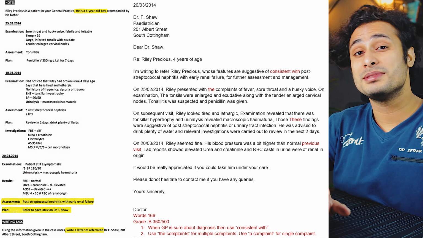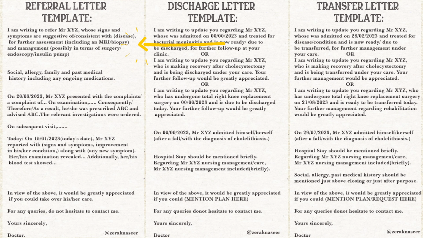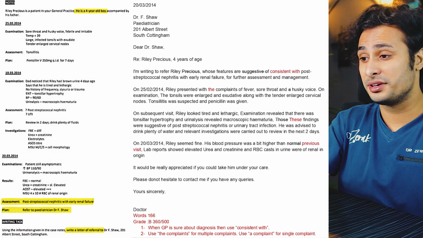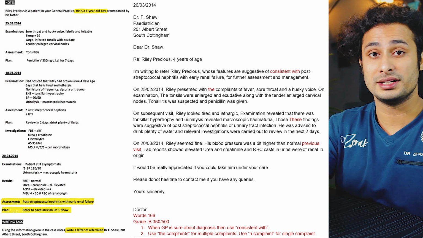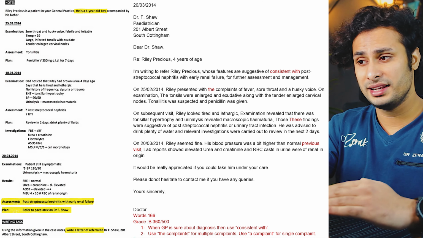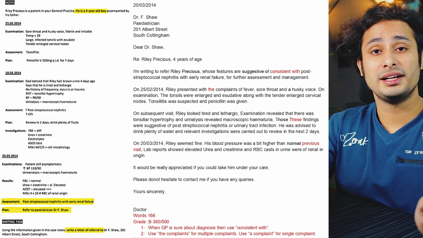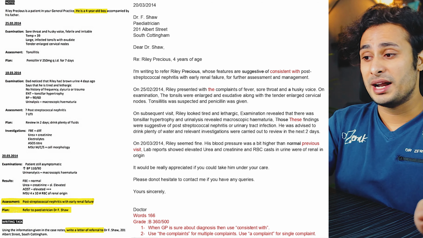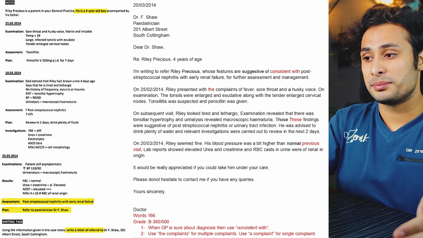Next, we will write the purpose statement, and I have already given you the free template to write the purpose statement. So we will write the purpose statement as I'm writing to refer Relay. We will not use Precious here because we need to save words, and our letter will be like 180 to 200 words. So we have already mentioned the complete name in the regarding statement. We do not need to write the complete name in the purpose statement. I'm writing to refer Relay, comma, whose features are consistent with post-streptococcal nephritis.